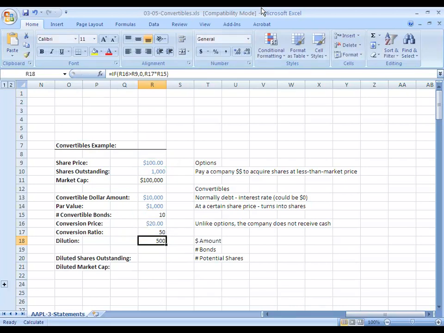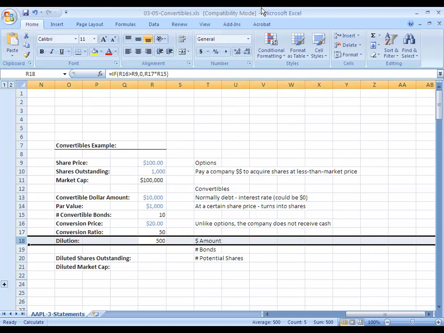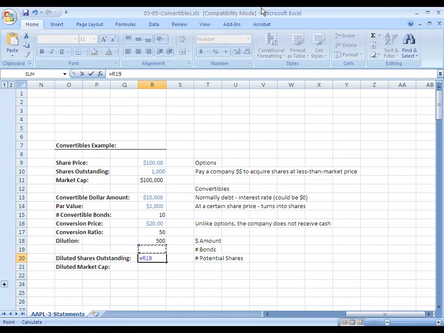So in this case, since our conversion price is $20, well below the share price of $100, we have $500 worth of dilution here. Note that I'm not worrying about how much cash the company gets or buying back shares or anything like that, because with convertible bonds, you don't worry about that. You just worry about straight up how many new shares could potentially be created from these convertibles. So to complete this example now, for the diluted shares outstanding, we're going to take the dilution from the convertible, we'll add the shares outstanding, and then for the diluted market cap, we'll take diluted shares outstanding and multiply it by the share price. So we see that in this case, the convertibles are responsible for around a 50% dilution, which is huge.